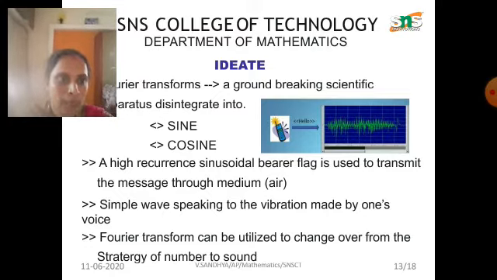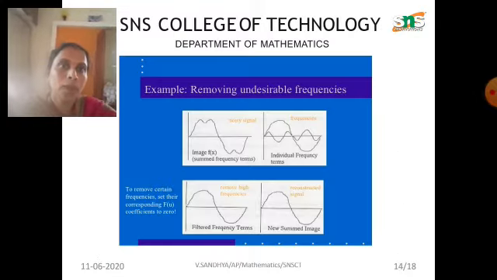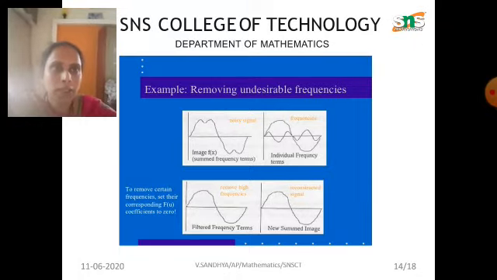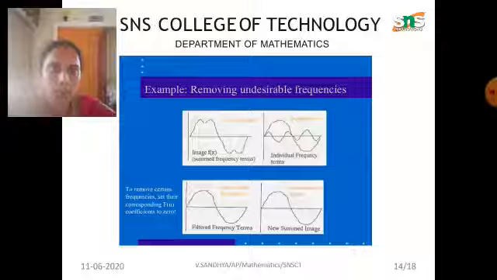Fourier transform can be utilized to change over from the keypad number to sound. This diagram represents the removing of undesirable frequencies. First we see the noisy signal. Here the wave transform represents the frequency of both the telecommunication and unwanted noise.